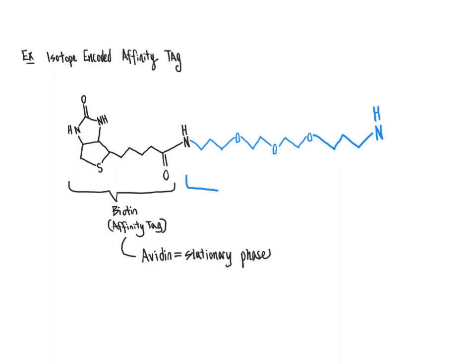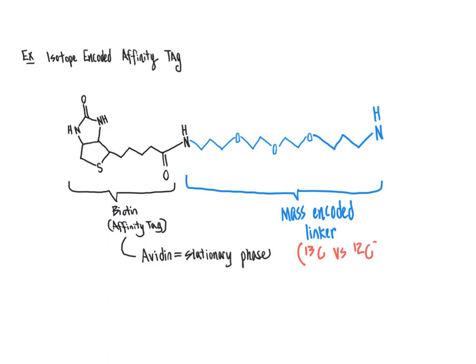And so we refer to this part that's in blue here as our mass-encoded linker. And this is the portion of the isotope-encoded affinity tag that is going to differ between the treatment and the control. Within this mass-encoded linker, some or all of the atoms, the carbons, will be carbon 13 versus carbon 12 for the treatments or the controls, or alternatively, hydrogen 1 versus hydrogen 2 is another common way to go about this.